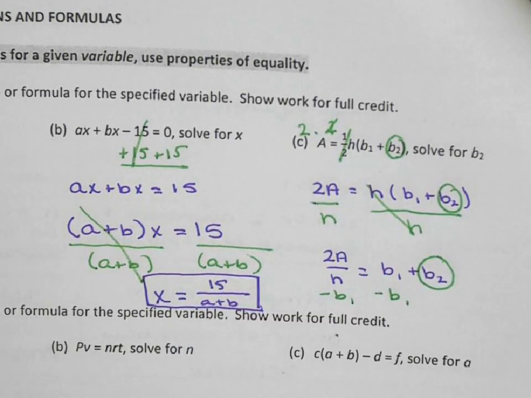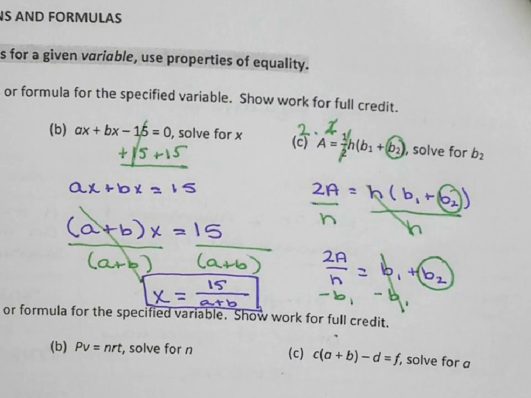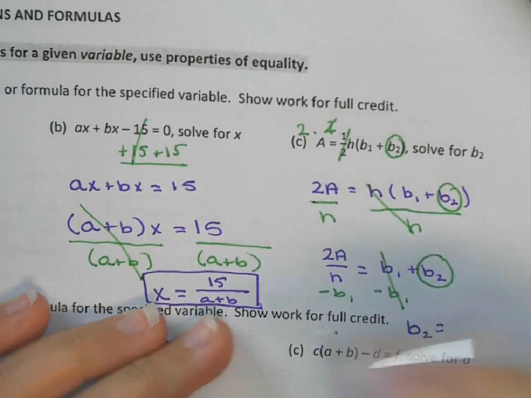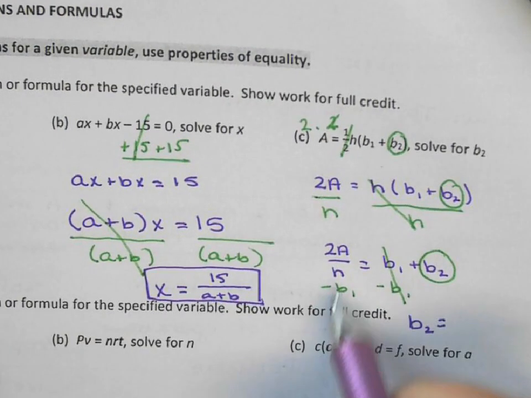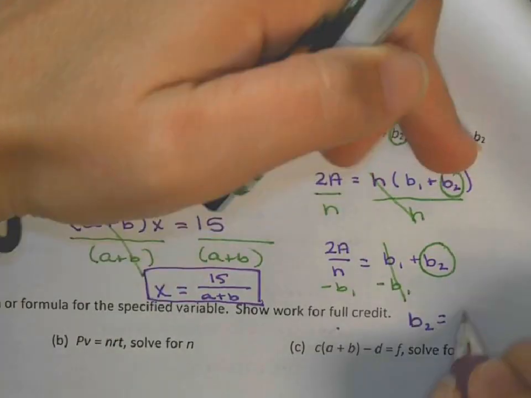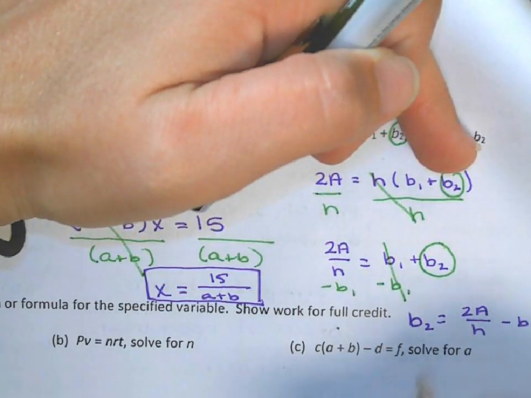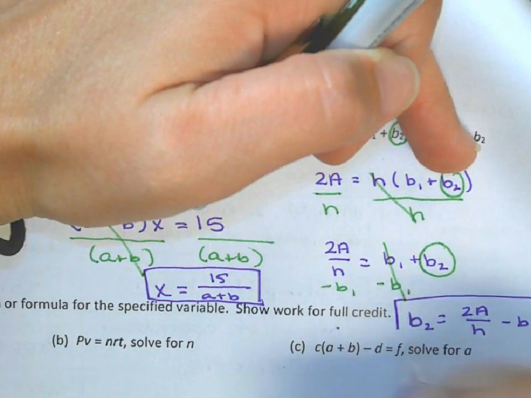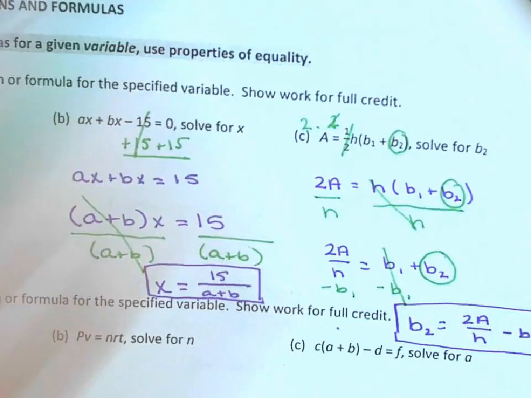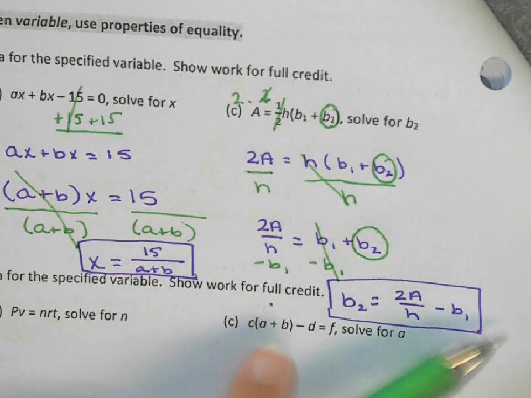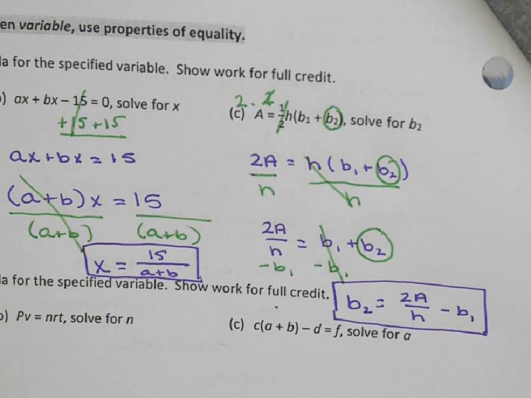Now this is going to look a little funny over here if it was written like that. So when I rewrite this, I'm just going to write it as two separate terms. You can't subtract b1 from this fraction, so I need to write it 2a over h minus b1. And that would be your final answer. Okay, because those are not like terms, so they're two separate terms there. There are 3 problems for you to try, so go ahead and try those.